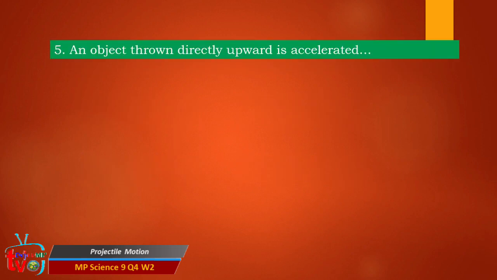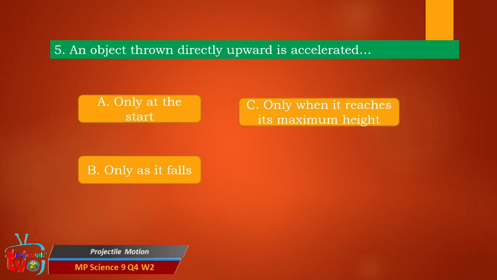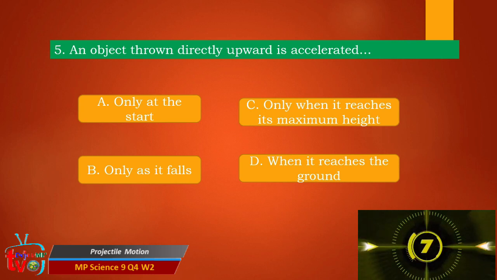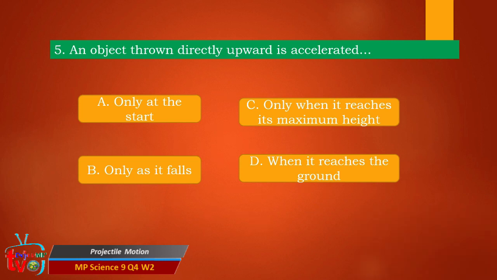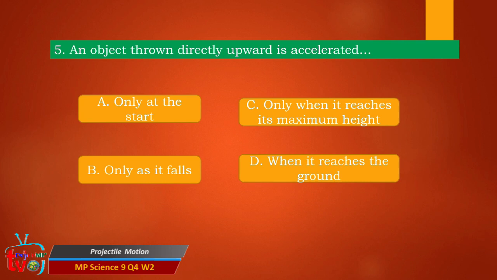Number 5. An object thrown directly upward is accelerated. A, only at the start. B, only as it falls. C, only when it reaches its maximum height. D, when it reaches the ground. And the correct answer is letter C, only when it reaches its maximum height.